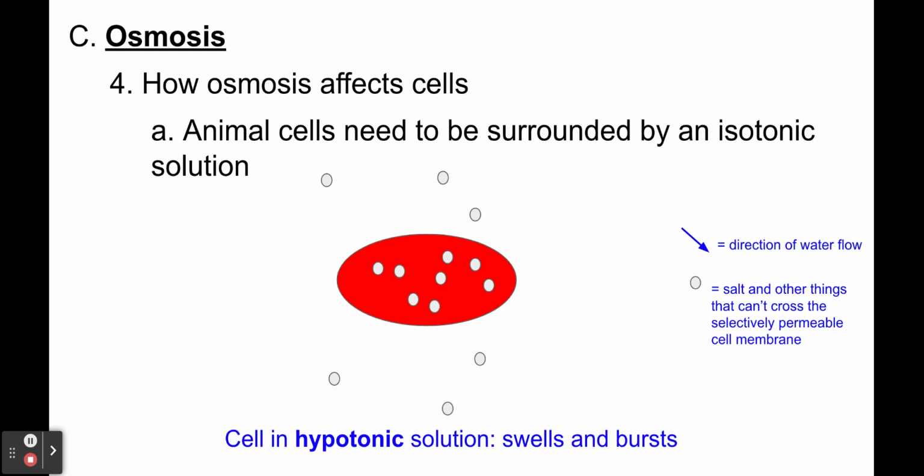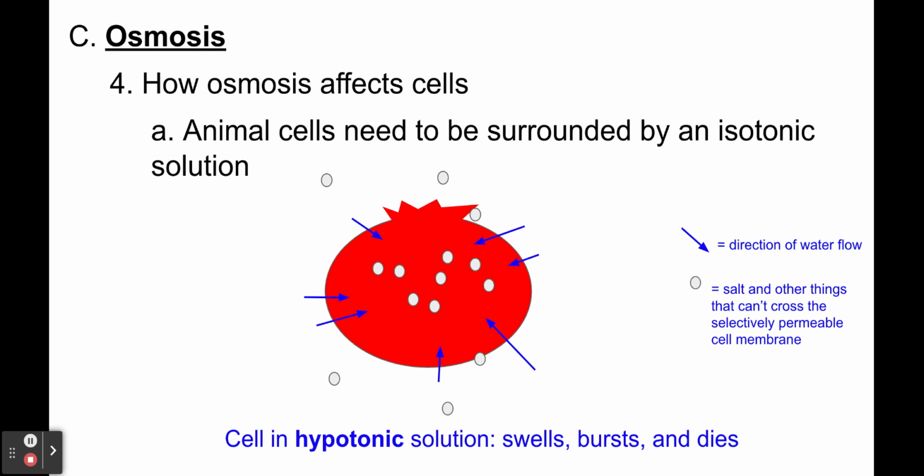if we put them in a hypotonic solution, where the inside of the cell is more concentrated than the outside of the cell, there's more water outside the cell, there's less solute outside the cell. Well, in this case, the direction of water flow will be into the cell, from where there's more water to where there's less water, from where there's less solute to where there's more solute.